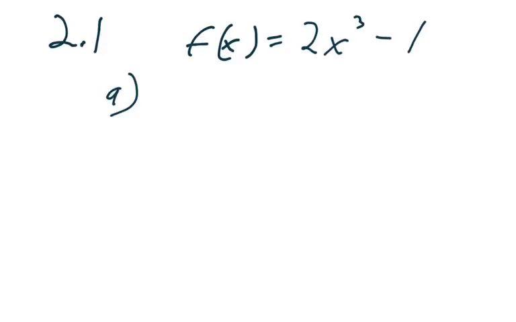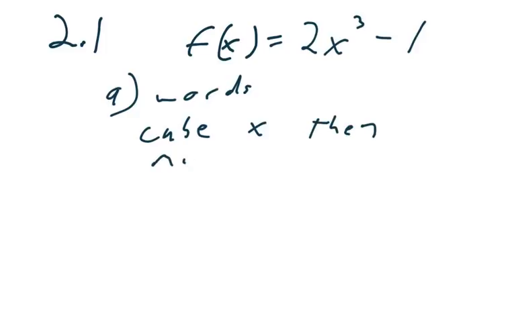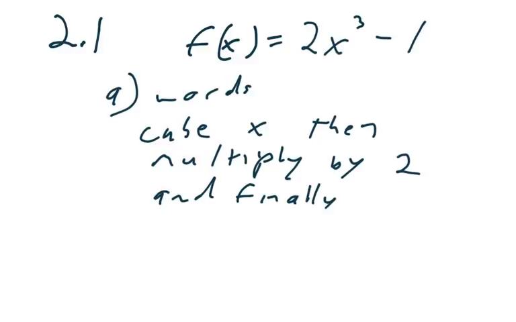Alright, we're going to start out with 2-1 here, where we have a function f of x equals this, and for part A we're going to express this in words. So you're going to cube x, then multiply by 2, and finally subtract 1. There's many ways to say this. This is one of several.